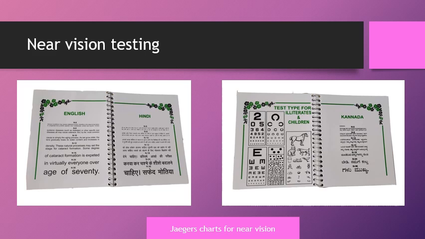Above 40 years of age, the patient will usually require near vision glasses. For uneducated people and for children, we have different types of charts, as shown in the right side picture. These are the charts for illiterates and the charts for children. There are animal charts, C charts, E charts, and dots. In this chart, we find different languages for different populations who speak regional languages.